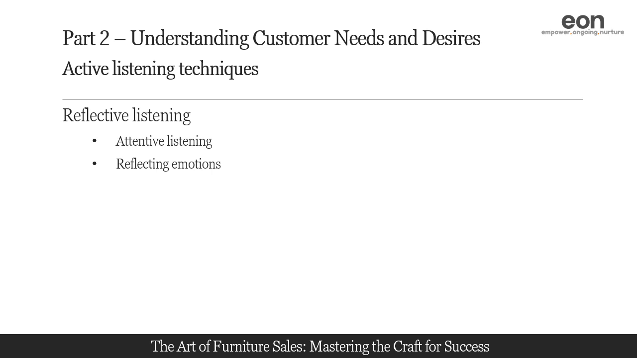Reflecting emotions. Reflecting emotions involves acknowledging and validating the customer's feelings. Pay attention to the emotional cues in their communication. For example, if a customer says, "I'm really frustrated with the quality of my current furniture," you can reflect their emotions by saying, "It sounds like you've had a frustrating experience with your current furniture. Is that correct?" Reflecting emotion shows empathy and lets the customer know that their feelings are understood and respected.